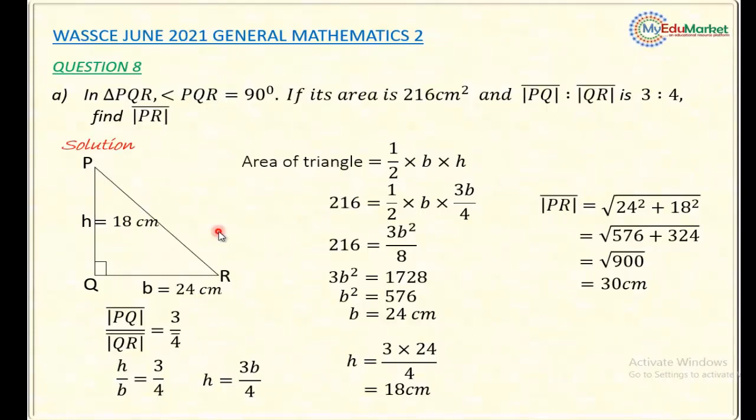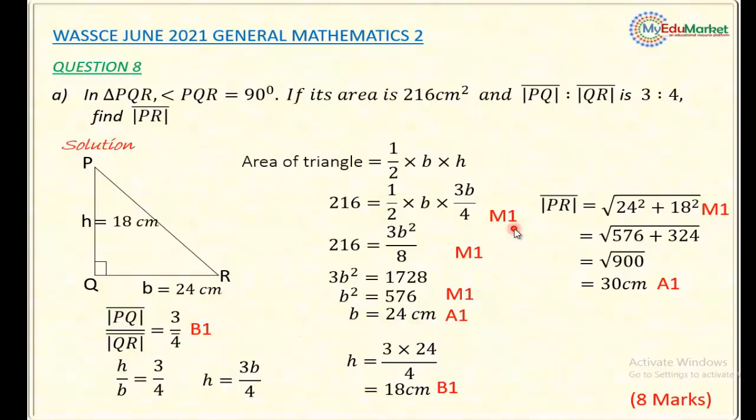Now let us see the marking scheme, or the mark distribution, according to the WAEC marking scheme for this very question. The marking scheme is like this. The first mark is the bonus 1 mark for taking the ratio of the length of PQ to that of QR as 3:4. Putting that ratio in fractional form, you have bonus 1 mark.